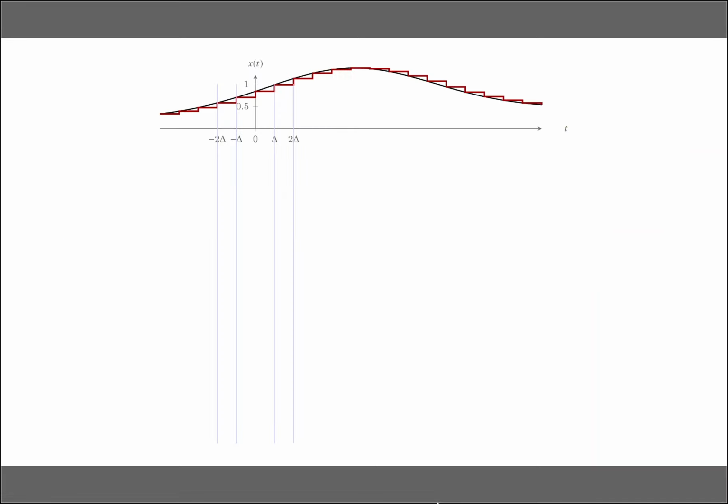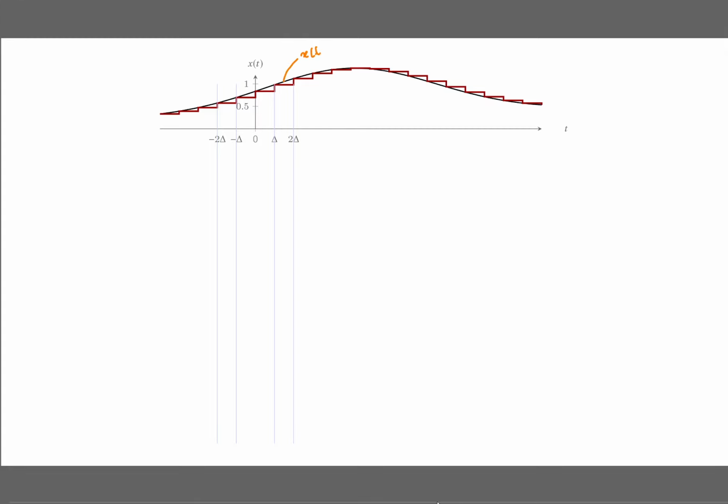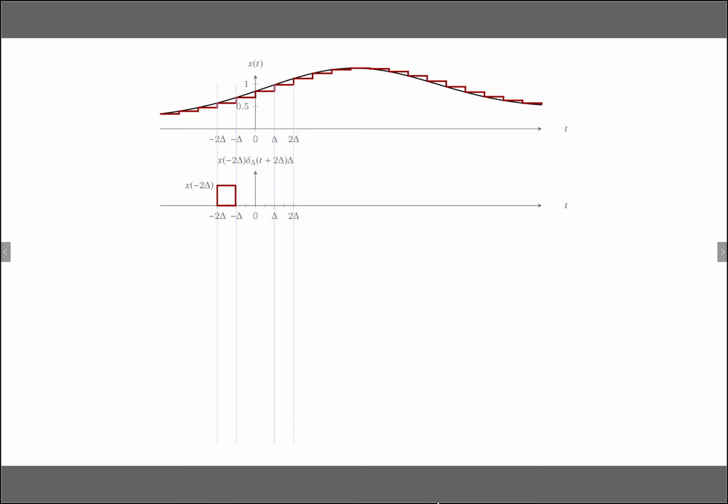So in this picture, you can see x(t). What we represent in black is x(t), and we have approximated x(t) with this staircase function x hat(t). So what we want to do is break this x hat(t) into square pulses. Okay, now let's take an example.